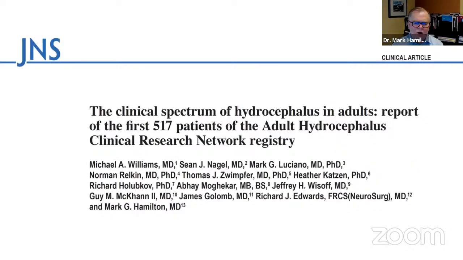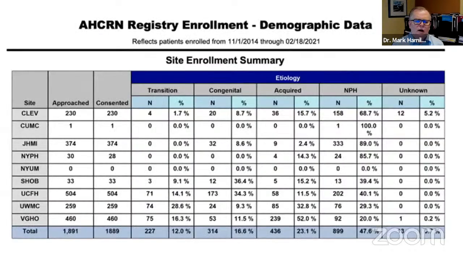This was one of our early papers characterizing the patients with adult hydrocephalus. And although that was a little over 500 patients, we now have just under 2,000 patients in our registry. And if you look here again, there's the 4 groups: transitional, unrecognized congenital, acquired, and iNPH.